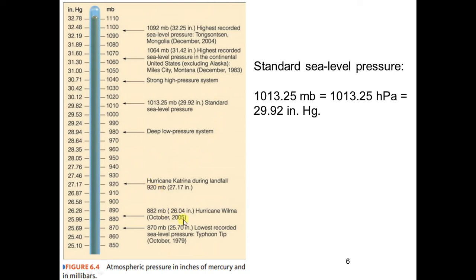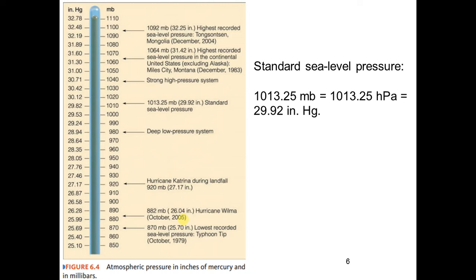Hurricane Wilma has the record as lowest sea level pressure for an Atlantic hurricane. Okay, in October 2005, actually only a couple months after Katrina, it had an incredibly low sea level pressure of 882 millibars. And it turns out the lower the pressure at the center of a hurricane, basically the stronger the winds, okay? Because the greater the pressure difference with respect to the horizontal direction, which causes winds to blow.